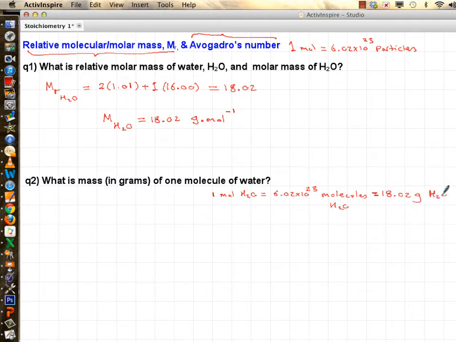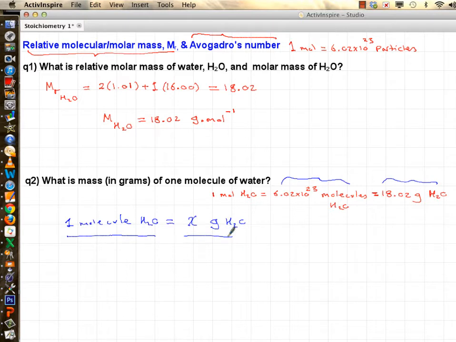Now let's see what I can use from these known quantities in order to solve this problem. What is the mass of 1 molecule of H2O? What is the mass in grams? So you don't mind if I put a variable of x grams. Then from these quantities, I don't need mole, but I need molecules and I need grams. So I'm going to use them. Under my molecules, I put 6.02 times 10 to the power 23 molecules of H2O. Under grams, I put 18.02 grams of H2O.